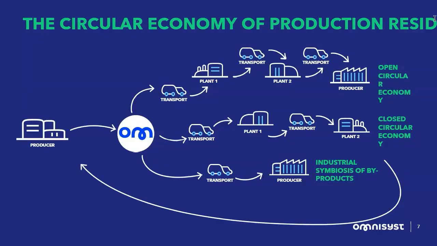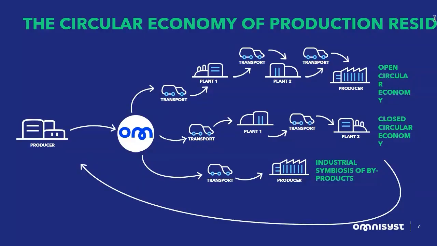The second path is a closed loop. And here it's very similar to the first one. The only difference is that the producer of the waste becomes the one that takes back the material when it's recovered and puts it back into the production.